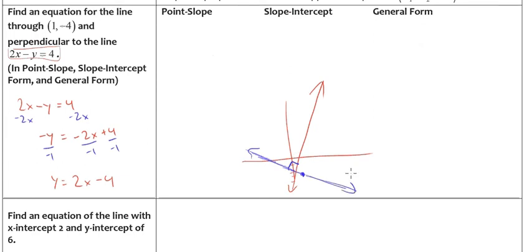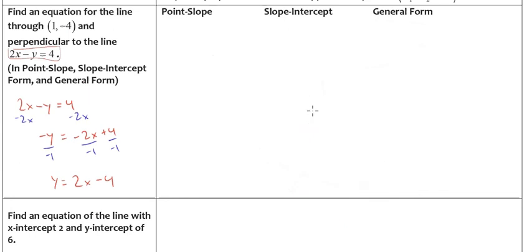And there we go. So what we're doing right now is finding the equation of this blue line here. We're given this red line, 2x minus y equals 4, and we're given a point that our new line will go through and told that it's perpendicular. So with that information, now we can get off and running.